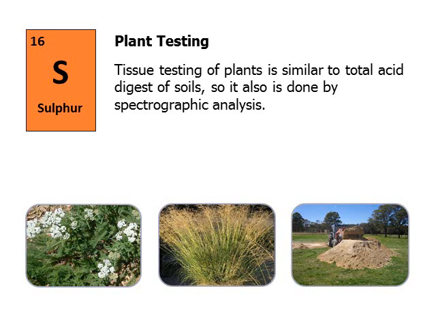Now, in plant testing here, the tissue testing of plants is similar to your total acid digest of soils. So sulfur in the tissue test is also done by spectrographic analysis, where you combust a small quantity of the plant material and you run it through a spectrographic analysis. And again, there is a great deal of difference actually in plants as to how much sulfur they need.